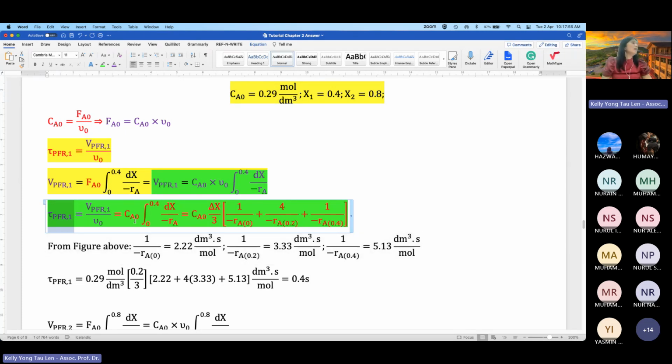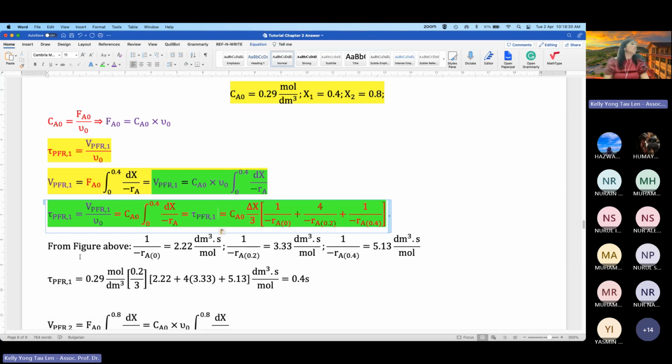So the left side is only left with your CA naught and the integral part. You can see now I have already tweaked my space-time formula, which originally used the volume. Now the integral part, you change into the Simpson one-third rule. The part in front now becomes CA naught, and this is equal to your space-time for PFR 1.